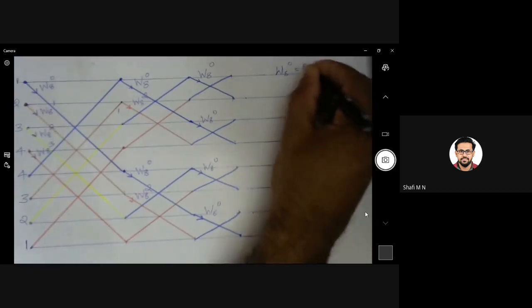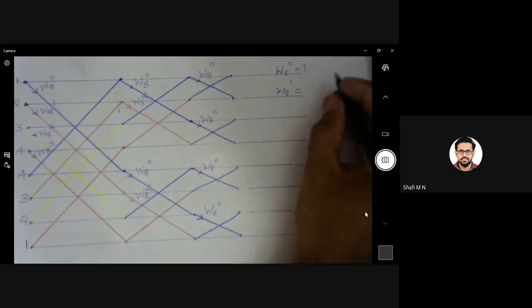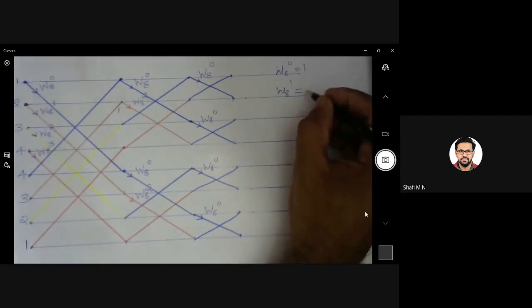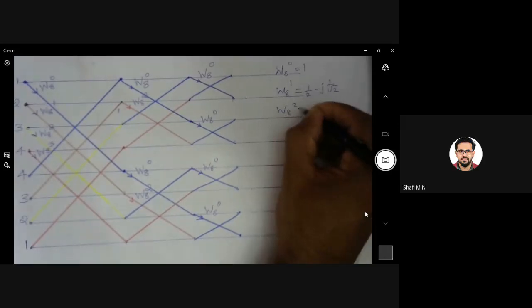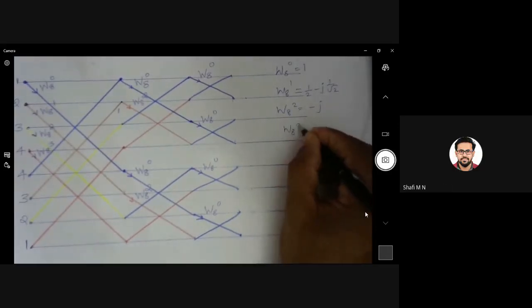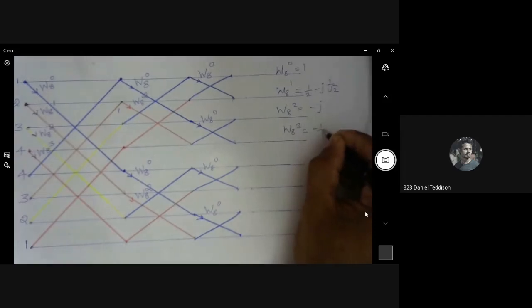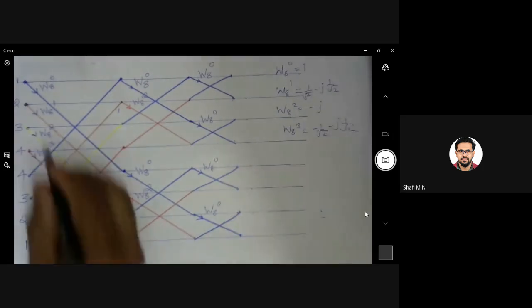W80 was 1, W81 was, can you tell me those values? 1 by root 2 minus j 1 by root 2. W82 is minus j, right? Then W83 is minus 1 by root 2 minus 1 by root 2 j, that is, minus j 1 by root 2. That's it. So let's start solving the butterflies.